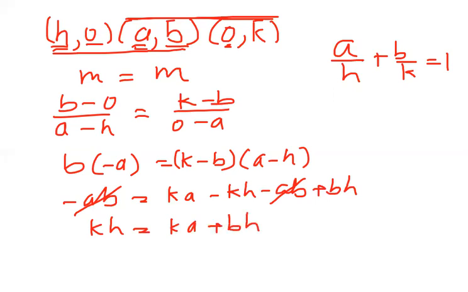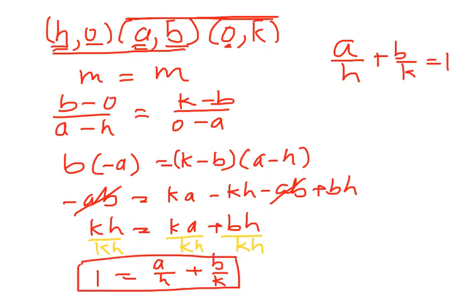Divide by kh on both sides. So kh divided by kh gives me 1, k and k get cancelled, a upon h plus b upon k. This is what was supposed to be proved in this question. So I suppose we are able to understand this. It is a good question. Must practice.